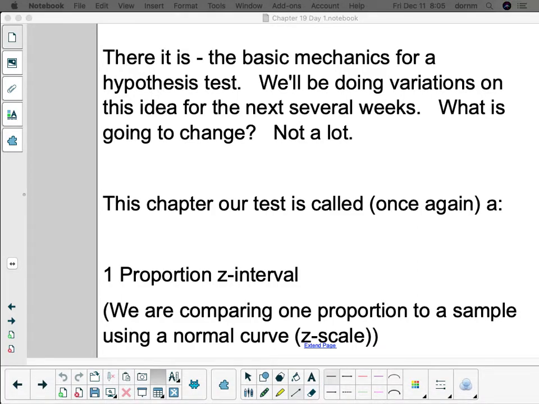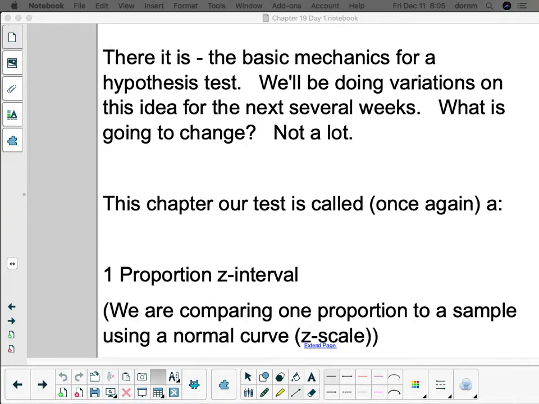All right, so those are the basic mechanics of our hypothesis test, the phantoms. We'll do variations on this, but you're still using phantoms for the next several weeks. What's going to change? They're going to be slightly different conditions that we'll expect, depending on the type of test that we're doing. And there will be slightly different mechanics to the test, depending on which test we're doing. But it's the same basic idea every time.